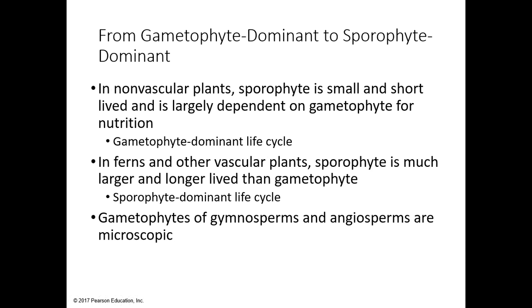So when we're talking about those non-vascular plants, your mosses and your really early plants, the sporophyte is small, short-lived, largely dependent on the gametophyte for nutrition. So this is where we see a gametophyte dominant life cycle. In mosses, and you'll see these pictures in your book or in the Mastering, the gametophyte is the green part, and the sporophytes are the little yellow spikes coming off of mosses. When we get to more complex plants, ferns, your gymnosperms, your angiosperms, the sporophyte is much larger and longer lived than the gametophyte. So we call that a sporophyte dominant life cycle.